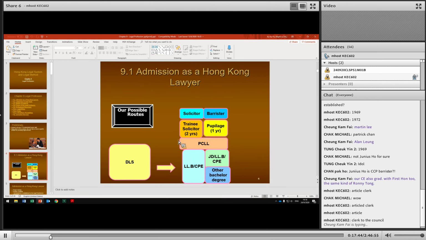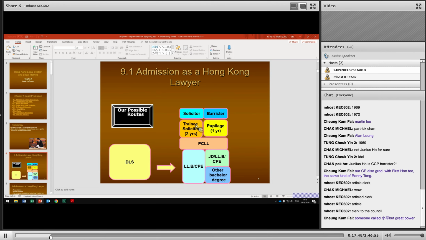For trainee solicitors, usually they have a salary. Sometimes some firms offer a very high salary to the trainee solicitor. But pupils have a low salary, and they are not employees of the barrister. They are only pupils. Pupil means student. The pupils call the barrister they follow their pupil master. So if you follow a barrister, he is your pupil master.